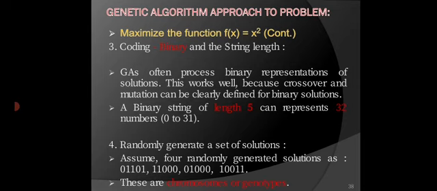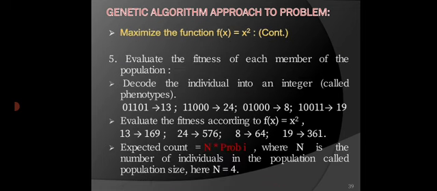So randomly generate a set of solutions like this, with 5-bit strings, population size 4. So our binary encoded population is 01101, 11000, 01000, 10011. These are the chromosomes. This is called a chromosome or genotype, right? Now assign a fitness. For that, evaluate the fitness of each member of the population, the chromosomes, right?